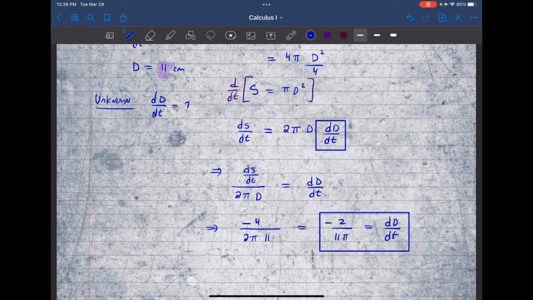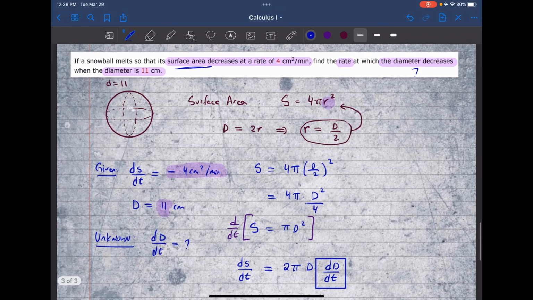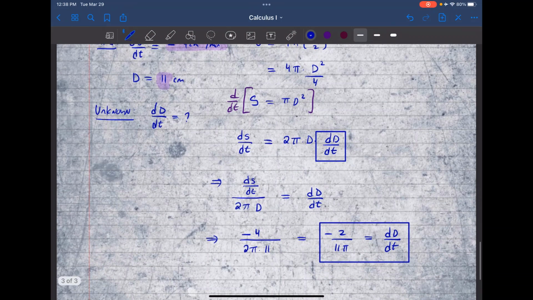Because it's negative, we know that the diameter is also decreasing. You can imagine that the snowball is melting, its surface area is decreasing, so you know that the diameter would also decrease. It's getting smaller. So that's what the negative is for.